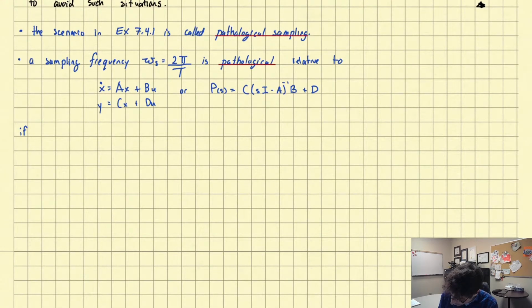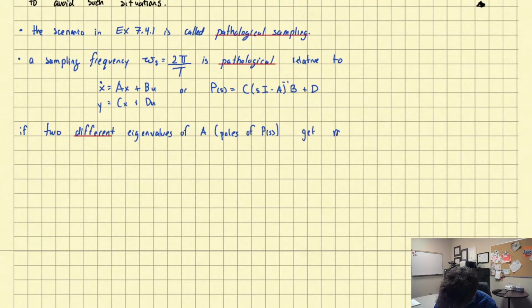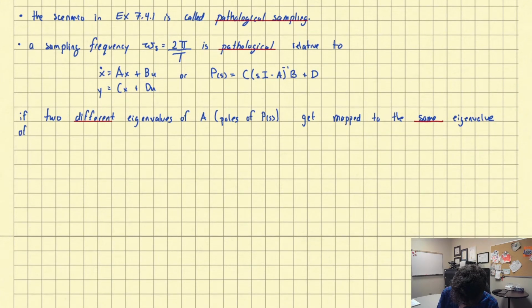If two different eigenvalues of A or poles of P of S get mapped to the same eigenvalue or pole of the discretized system. All right, so we want to avoid such sampling periods.